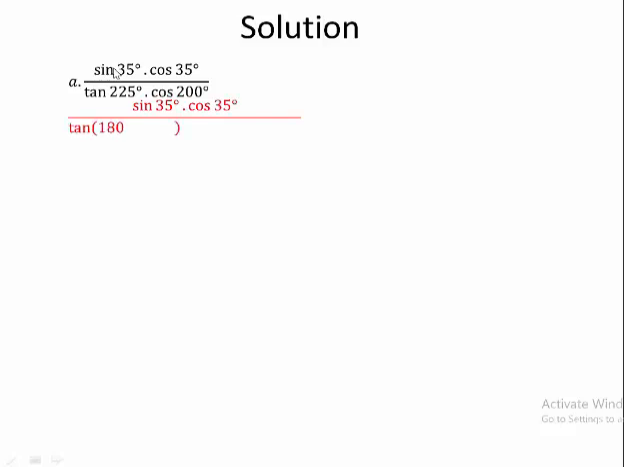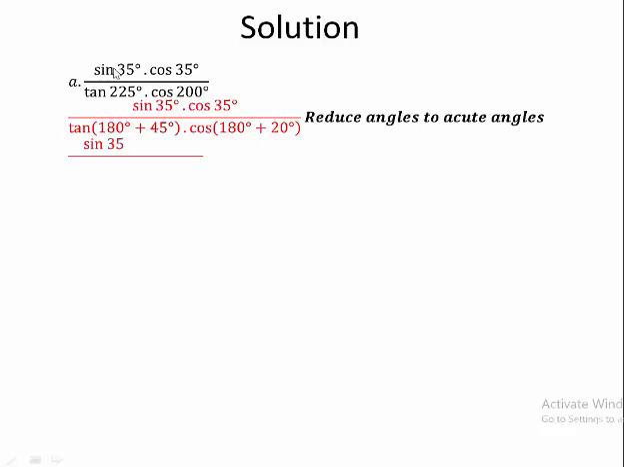So we keep the top part, the numerator, the same: sin 35 by cos 35. For the denominator, it's tan of (180 plus 45), and then cos of (180 plus 20). You reduce your angles to acute angles. So we have sin 35 as the numerator, cos 35, and as the denominator we then have tan 45, because we have reduced our angles to acute angles, as well as negative cos 20, because cos is negative in the third quadrant.